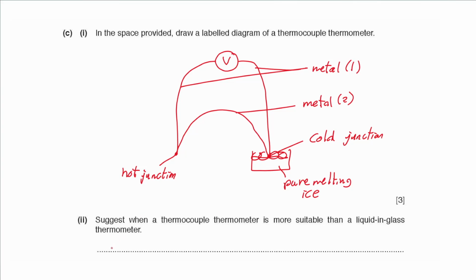We can say we use it for measuring rapidly changing temperatures, or we can say we use it for a wide range of temperatures. It can measure a wide range of temperatures, from very low temperatures to very high temperatures, going to the melting points of metals.